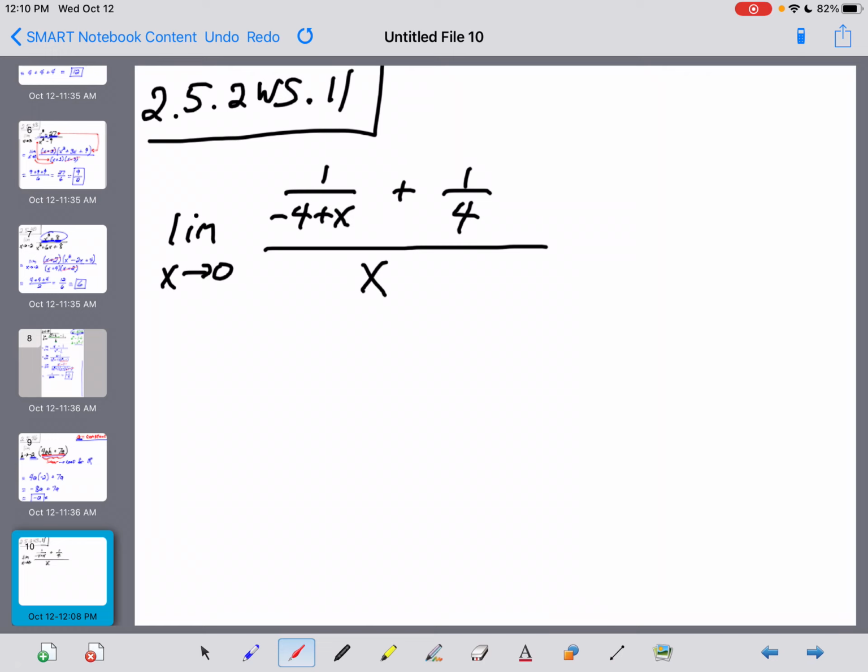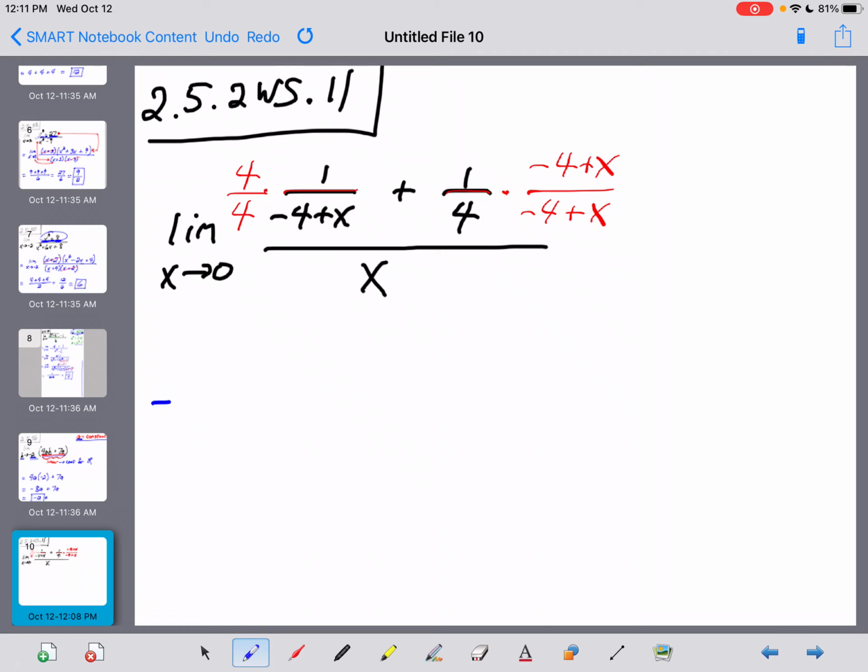So I'm going to completely ignore this big fat x on the bottom for now and just focus on getting a common denominator in this fraction and this fraction right here. And to do that, guys, I'm not going to overthink this. I'm going to take the second denominator, which is 4, and multiply that by both the top and the bottom of the first fraction. Then I'm going to take the first denominator, which was negative 4 plus x, and multiply that by the top and the bottom of the second fraction. Now this method is going to guarantee that you get a common denominator, not necessarily the lowest common denominator, but I think in this case it will work.